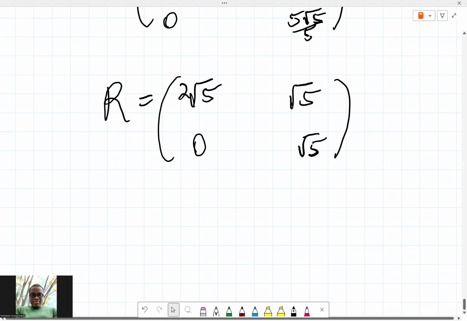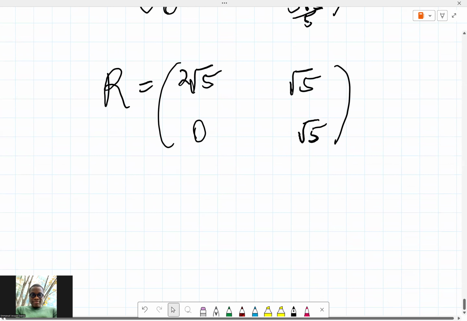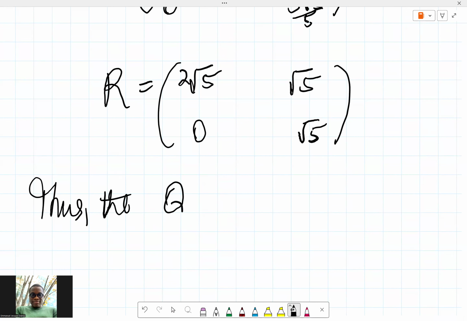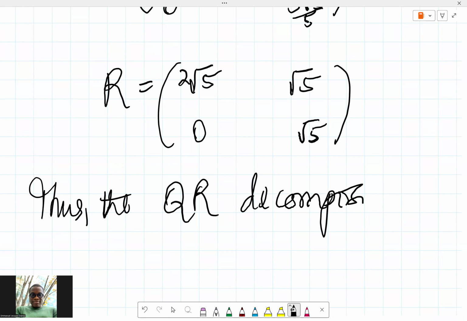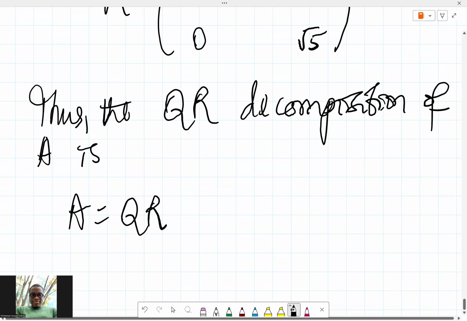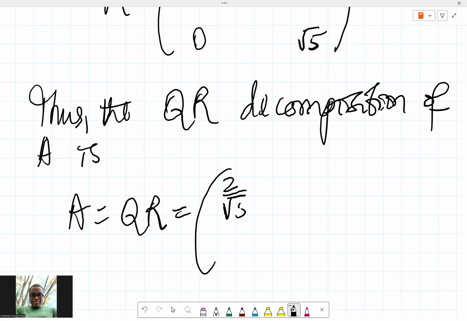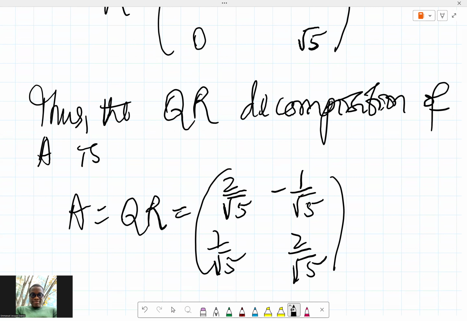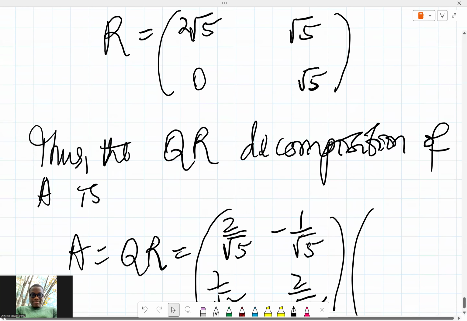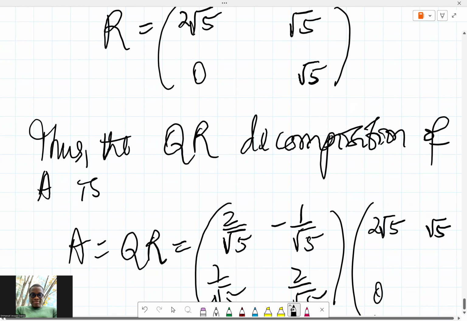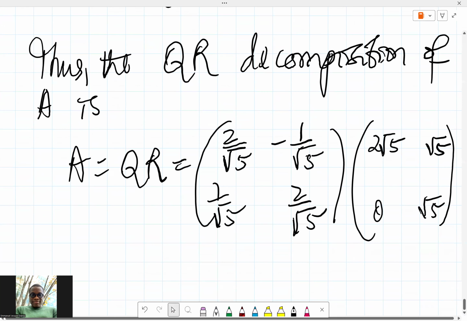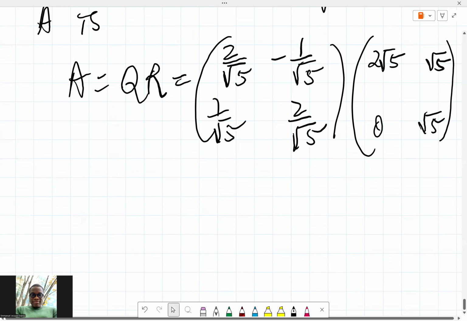So we can then conclude that thus the QR decomposition of A is A equals QR, which is equal to 2 over root 5, minus 1 over root 5, then 1 over root 5, 2 over root 5, and all of that multiplied by, so that's the orthogonal matrix Q, and then you now have the upper triangular matrix, 2 root 5, root 5, 0, root 5. So we have done the QR decomposition safely, and that takes us to step 2.